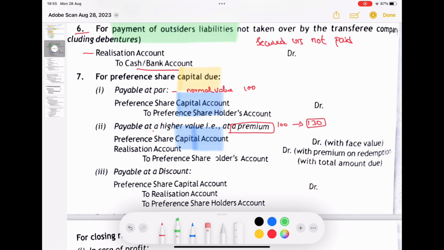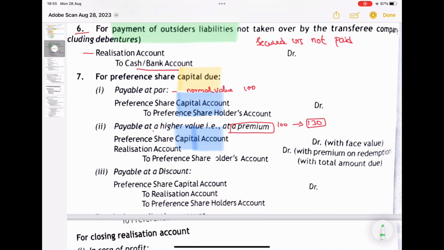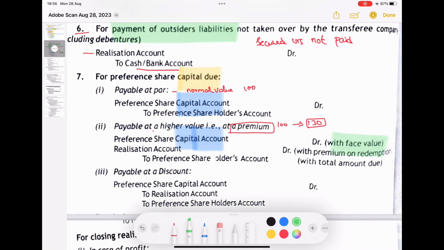You have to understand the concept that if it is paid at the premium value, we are going to debit the premium value. So the first entry is with the face value, and the second entry will be with the premium value, to the preference shareholders we are paying. If at a discount, it means at a lesser value.